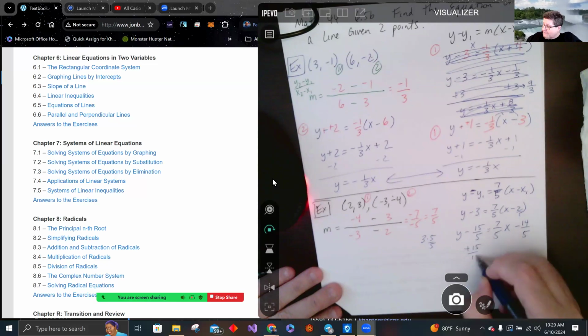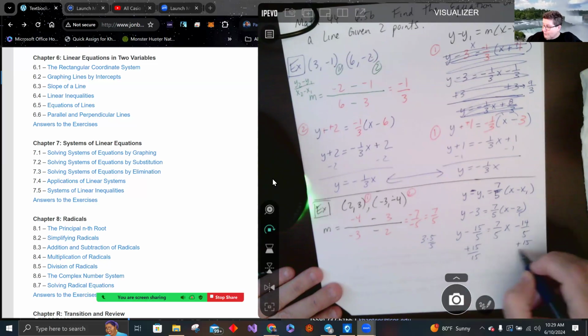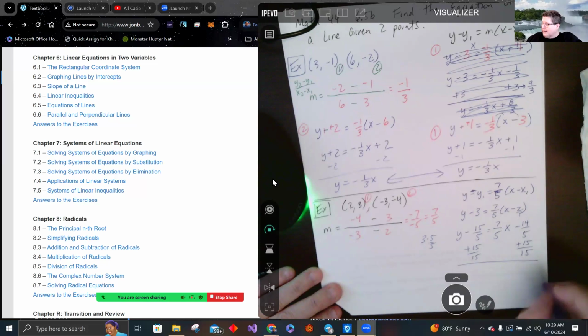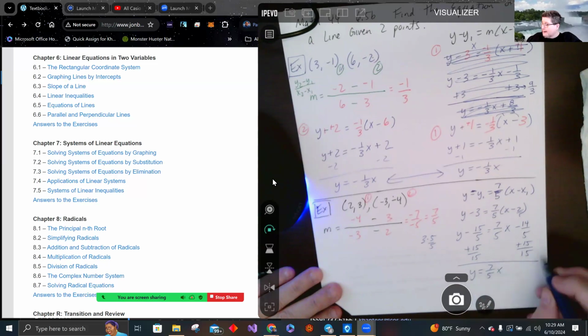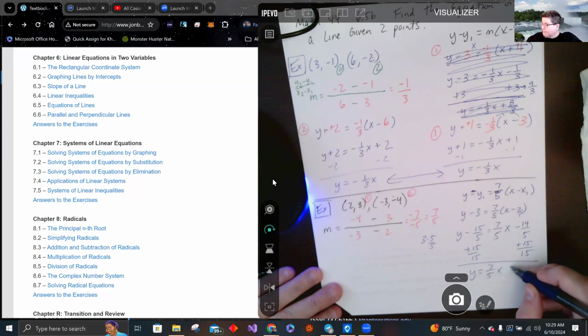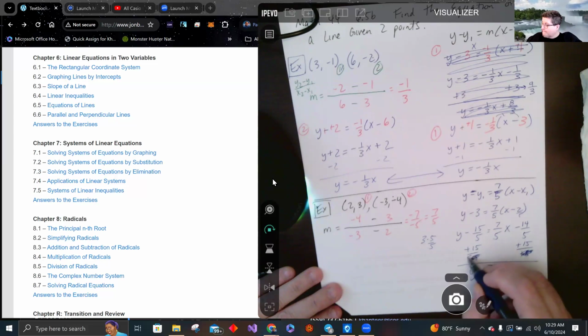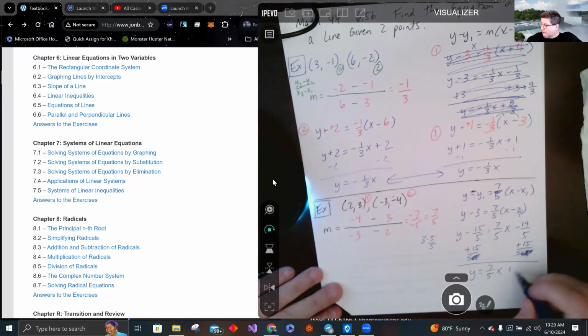I will add 15/5 to both sides, or 3. And I get Y equals 7/5 X plus, that's not a 15 on bottom, that's a 5 on bottom, plus 1/5.